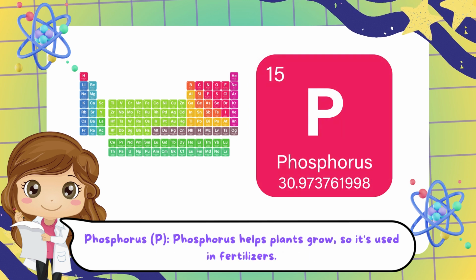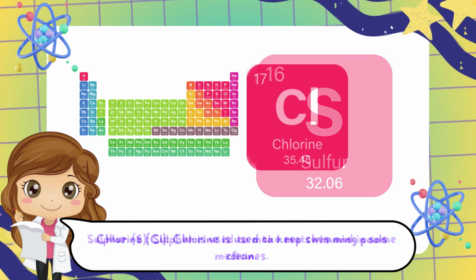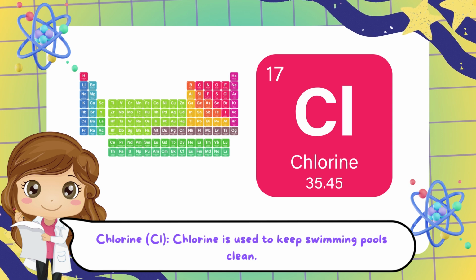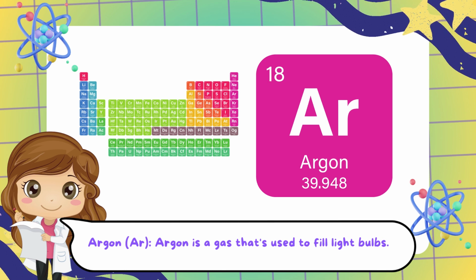Phosphorus, P. Phosphorus helps plants grow, so it's used in fertilizers. Sulfur, S. Sulfur is used to make matches and in some medicines. Chlorine, Cl. Chlorine is used to keep swimming pools clean. Argon, Ar. Argon is a gas that's used to fill light bulbs.